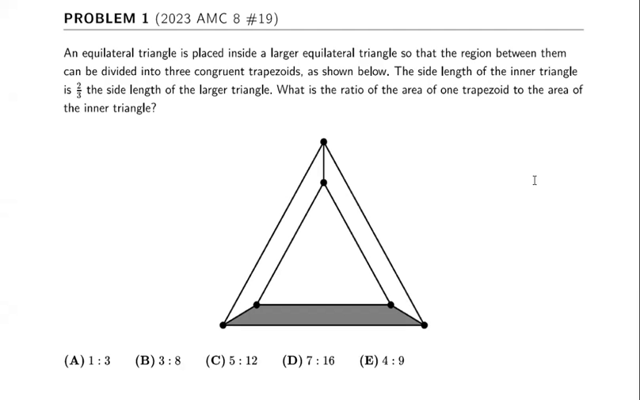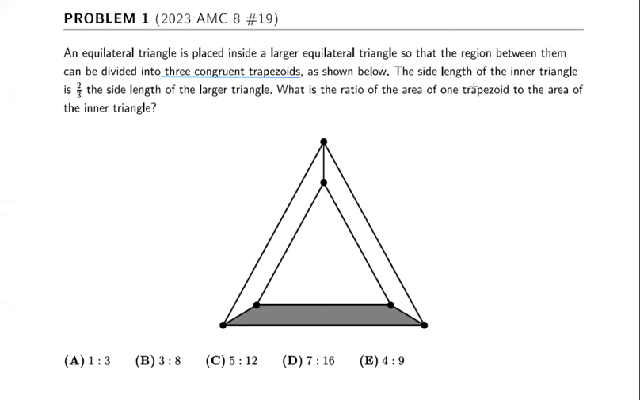Okay, so this is number 19 on the test, so meant to be challenging for sure, right? But before we get started, we are given an equilateral triangle, which is like this guy, and we are given 3 congruent trapezoids. So that is another piece of information we have.